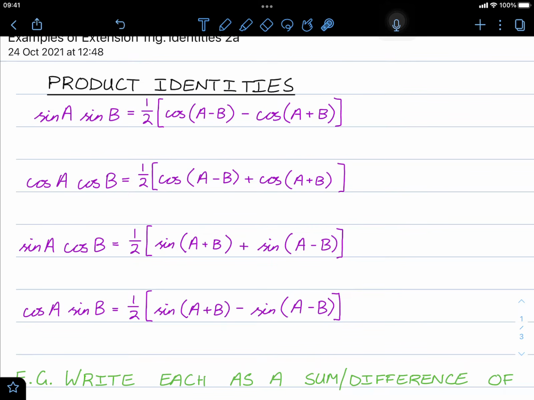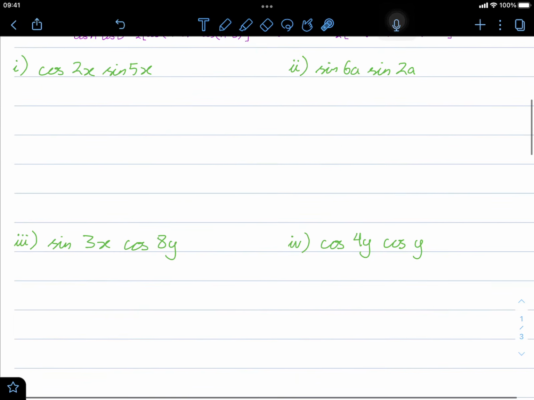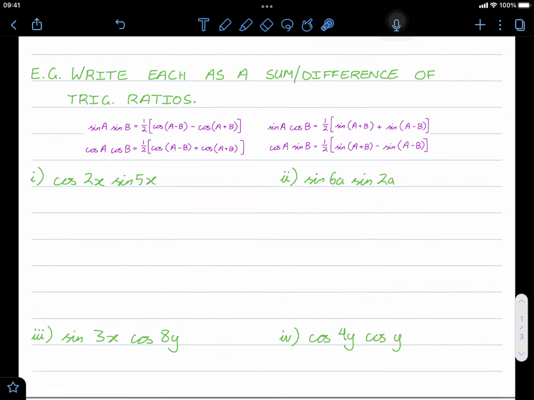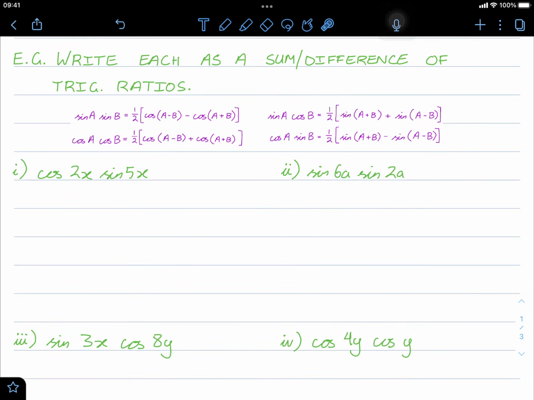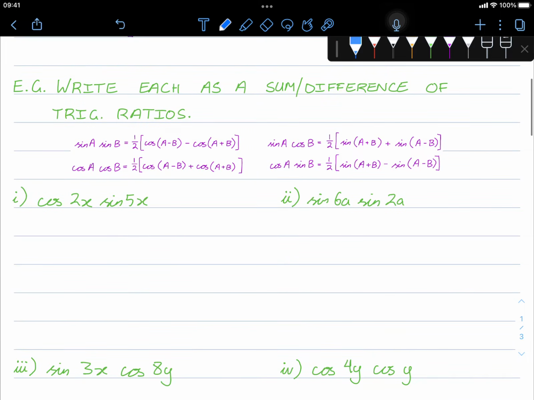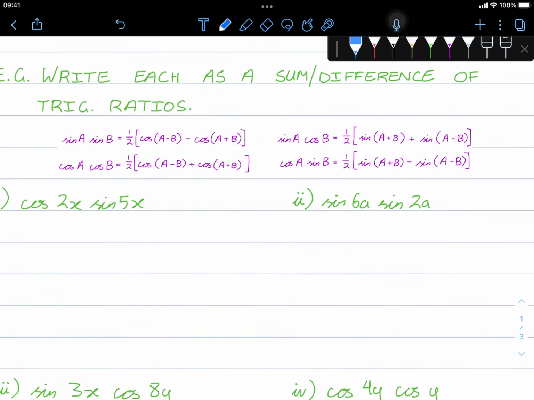So let's actually go into it and apply them with these questions here. Let's write each as a sum or difference of trig ratios. This is very straightforward. We're just going to take this expression here and express them as the correct identity. So let's take a look here.